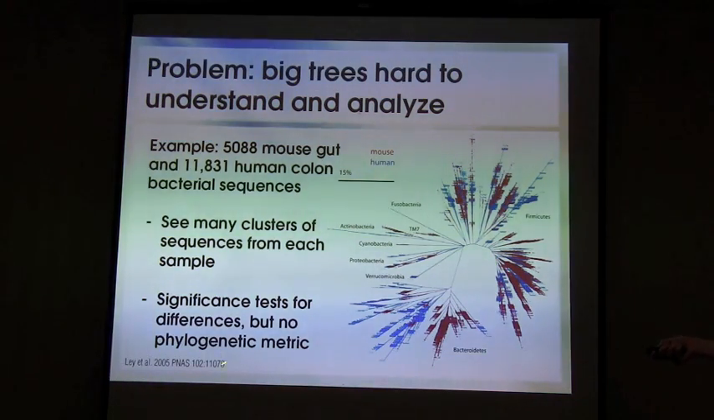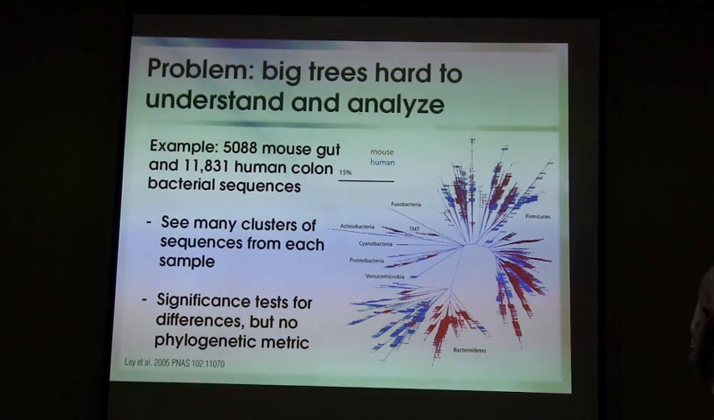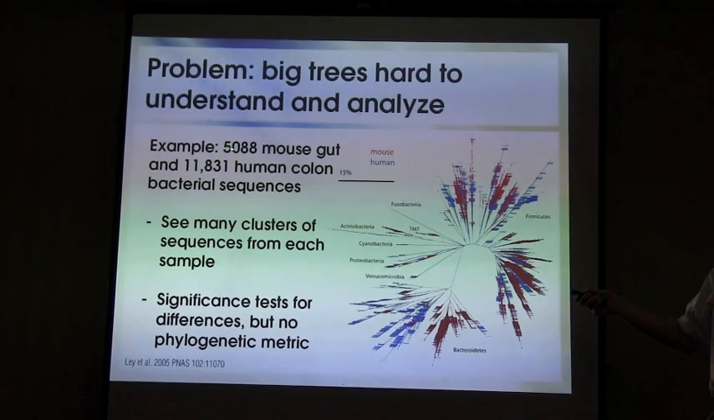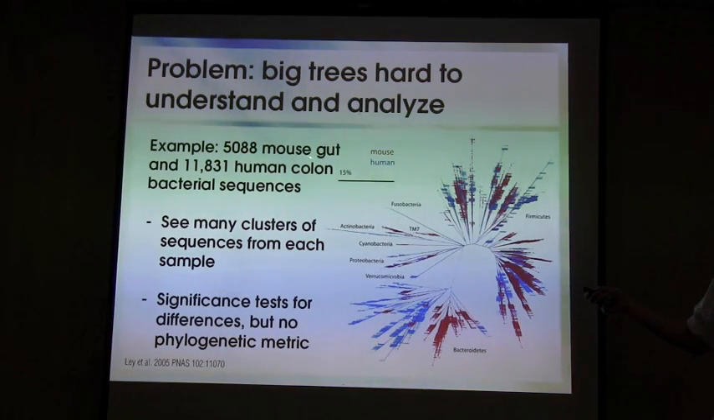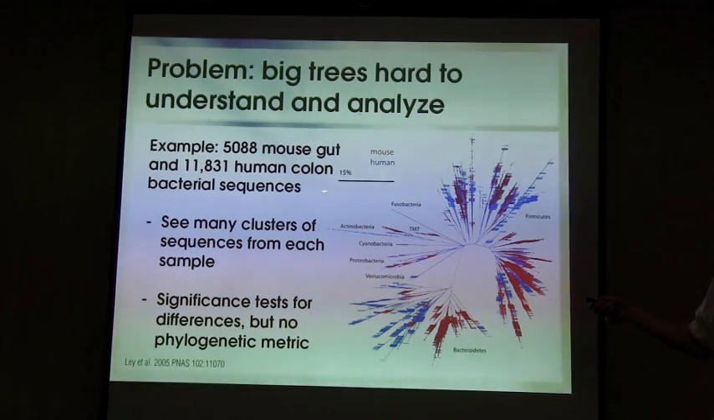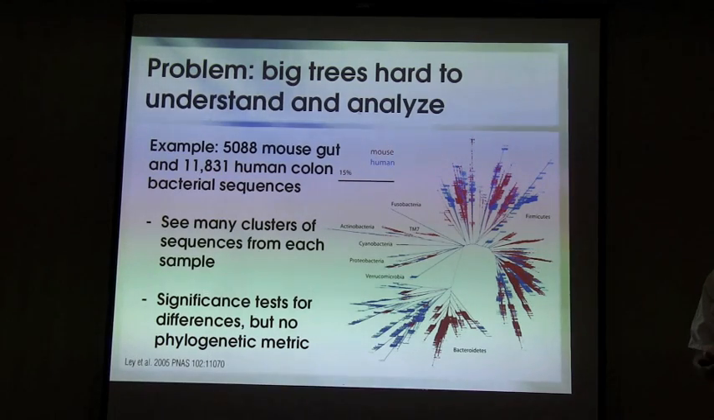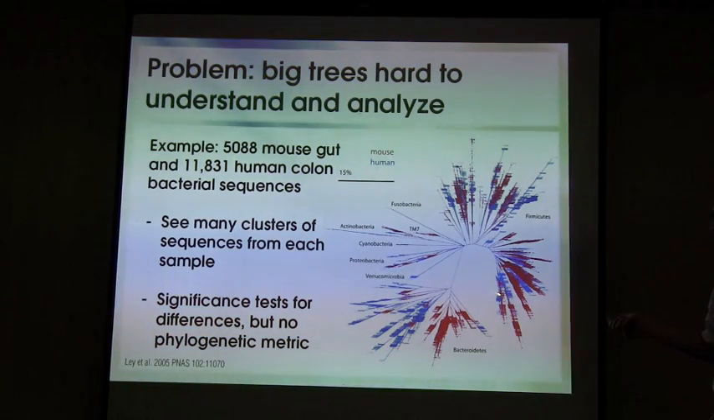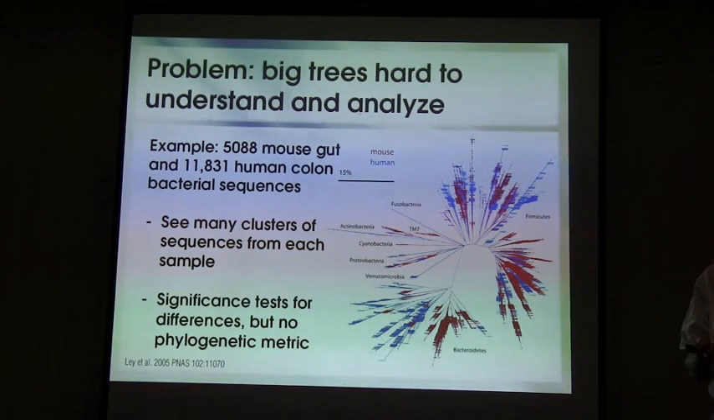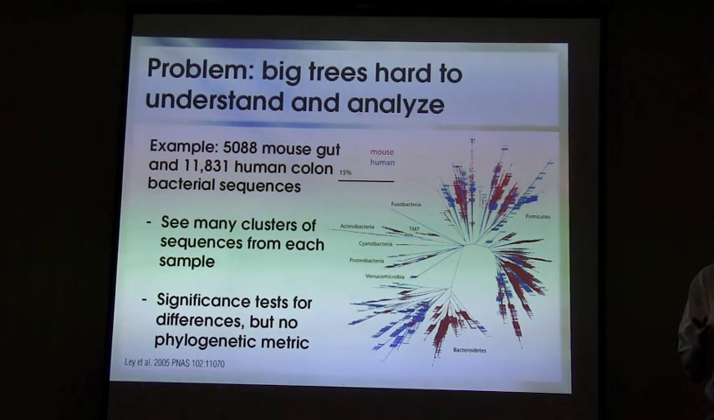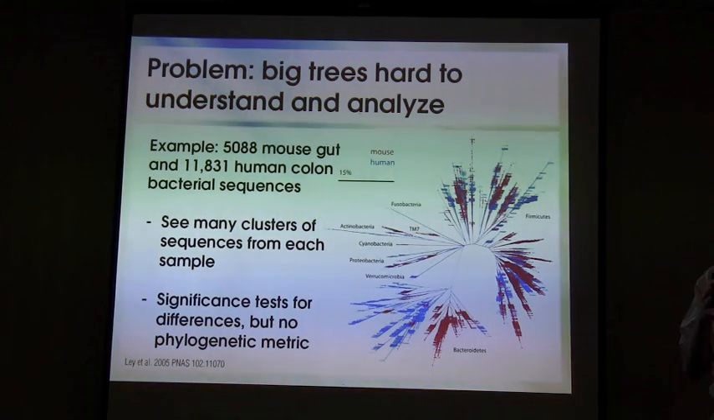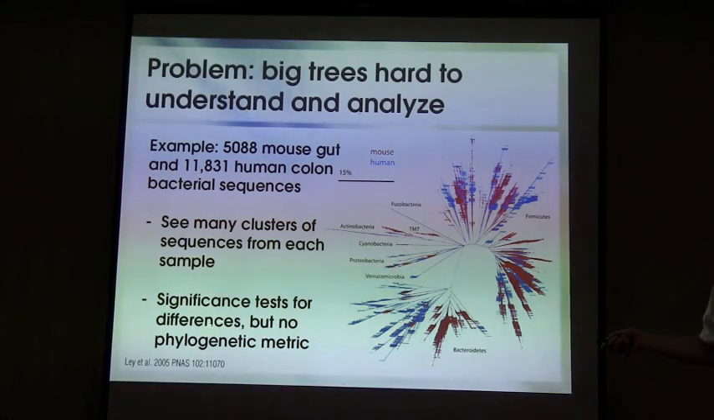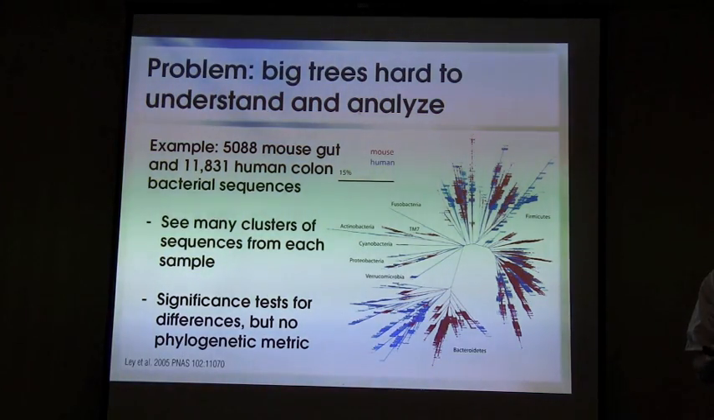So this is from a paper we did in 2005 with Jeff Gordon's lab, where we were looking at 5,000 sequences out of the mouse gut and 12,000 sequences out of the human colon, colored in red and blue respectively. And you can kind of see some red clusters and some blue clusters on the tree. And at the time, there were some statistical techniques that would let us determine that those two groups of taxa were not identical to one another. But there wasn't any phylogenetic metric that we could use to tell how far apart the samples were.